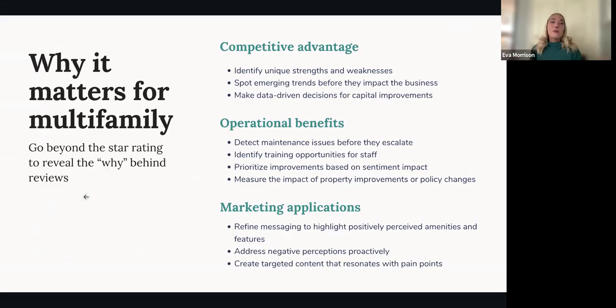And so you probably, hopefully, have some buy-in to AI and the value of some of these models for filtering and sorting data. But you might wonder why it actually matters for multifamily. And again, this is a way for us to take this huge data set and those star ratings that often we get so caught up in and reveal the why behind them.